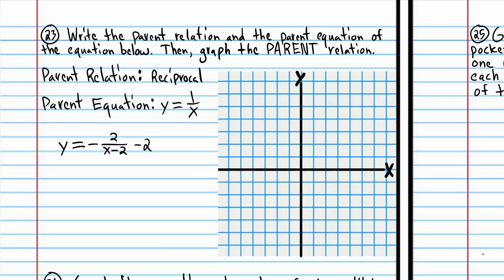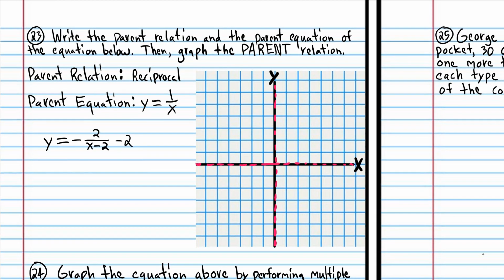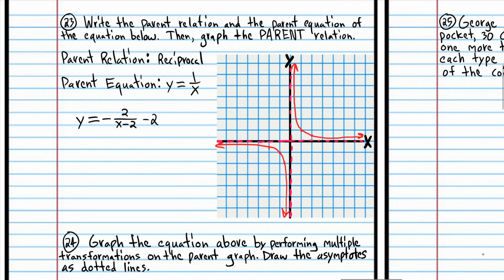So the reciprocal relation, we already graphed that once today. The parent graph looks like that. And of course we have our 6 reference points: 1, 1; 1 half, 2; 2, 1 half; negative 1, negative 1; negative 2, negative 1 half; and negative 1 half, negative 2. It's the same 6 reference points that we've been graphing for quite some time. So there you go. If you got that one right, good job.